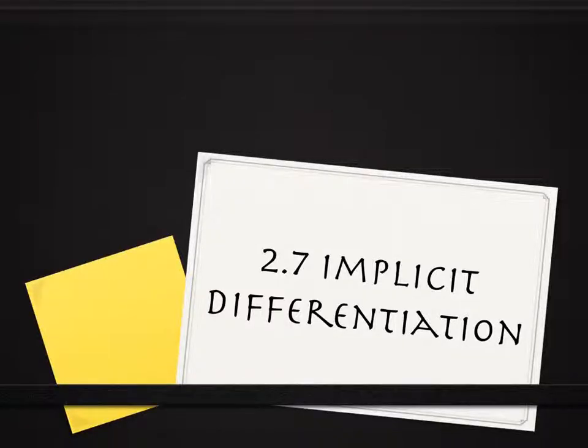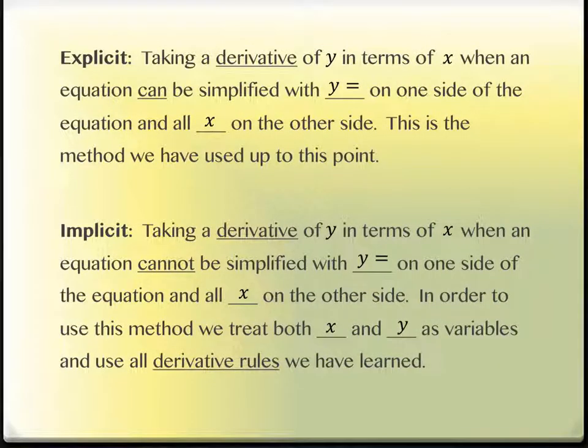Section 2.7 is called Implicit Differentiation. We have not done anything that was implicit yet. So implicit, you might think of another English word that means the same thing, like inferred. It's this sort of thing that's not exactly stated, but you're trying to figure it out from behind the scenes. And that's exactly what this means in the context here as well.